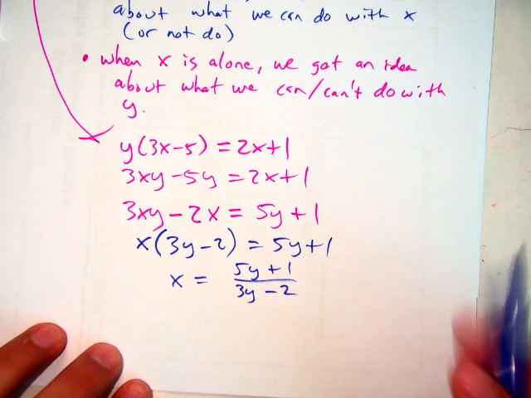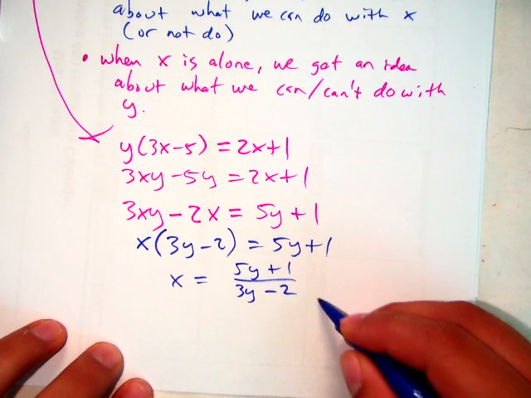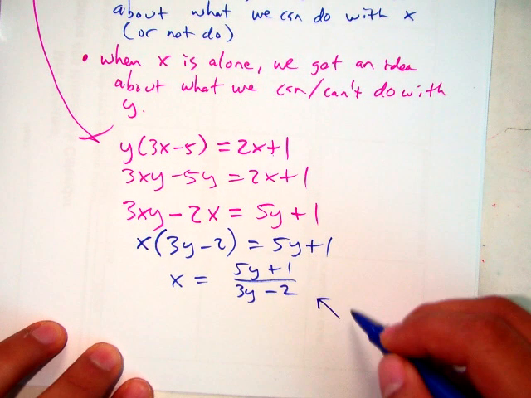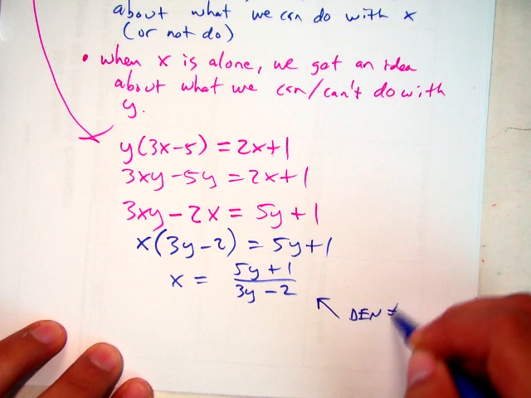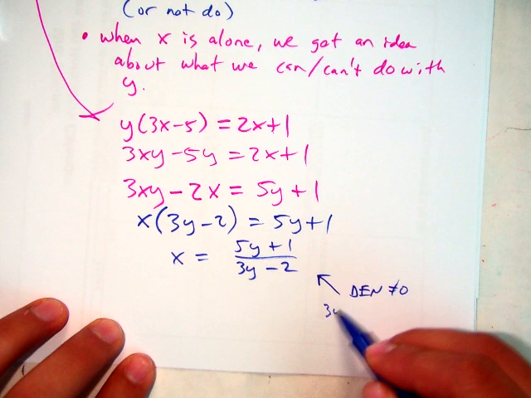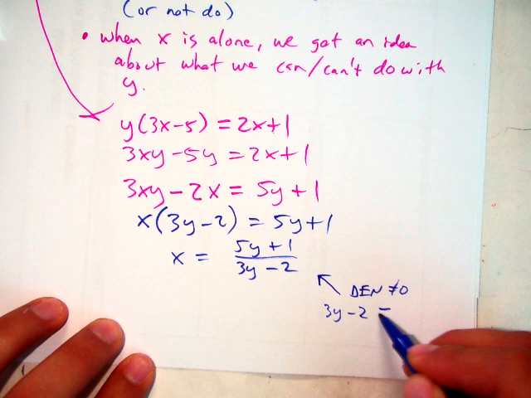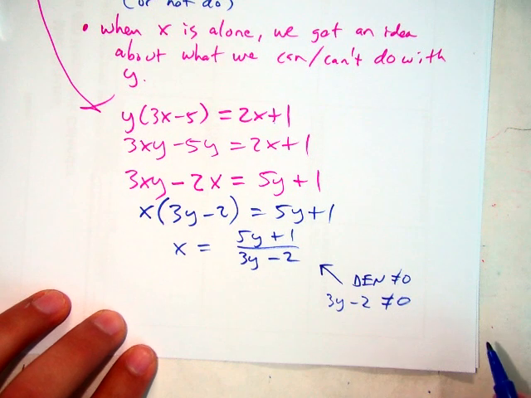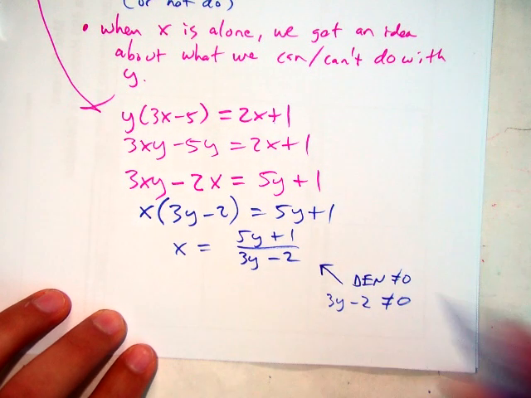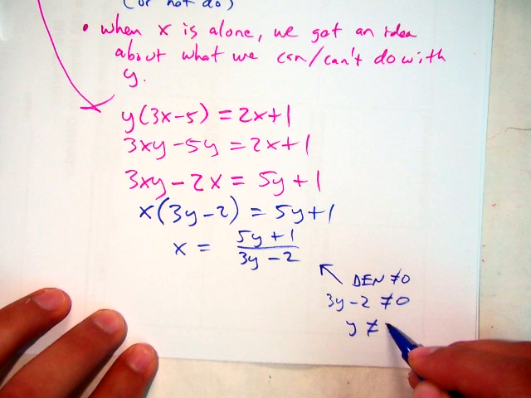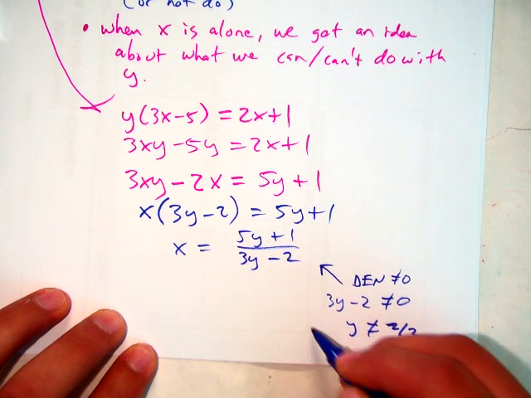Right, because now, what do I know here? If the denominator cannot equal 0, again, now I know that 3y minus 2 cannot equal 0. So what's the one thing I know that y will never equal? y will never equal 2/3. So there's our range.